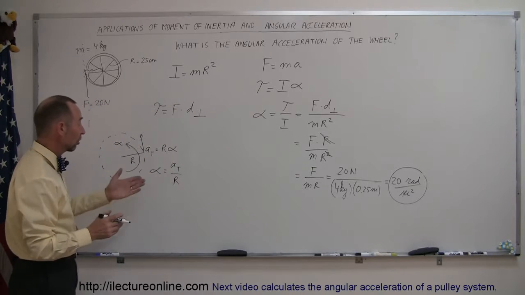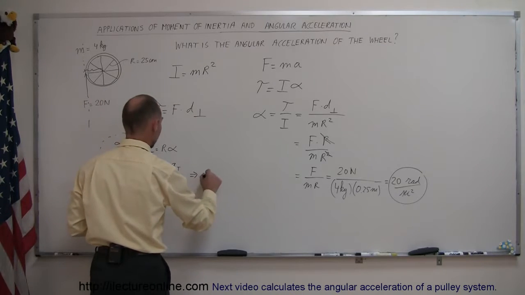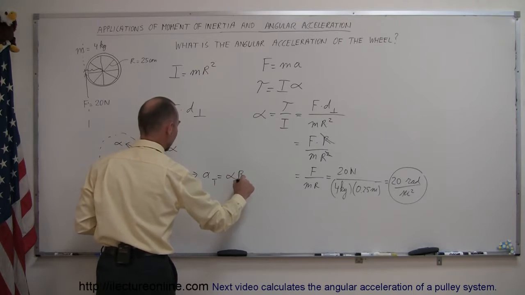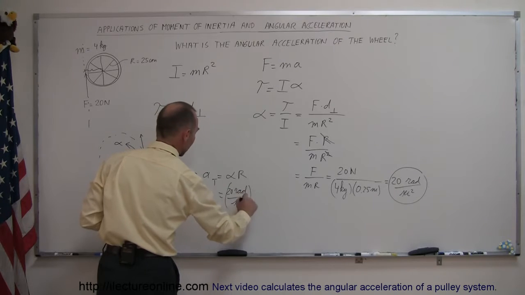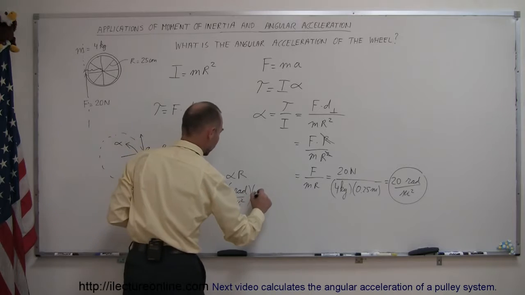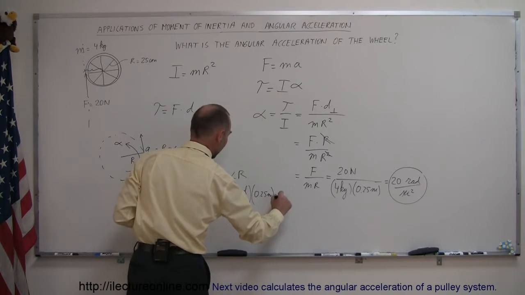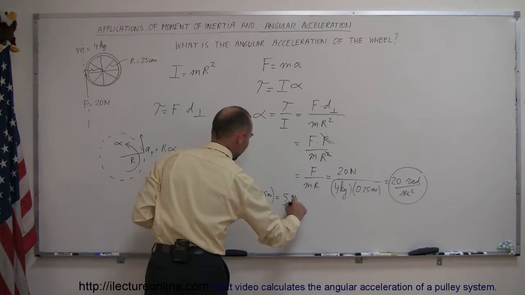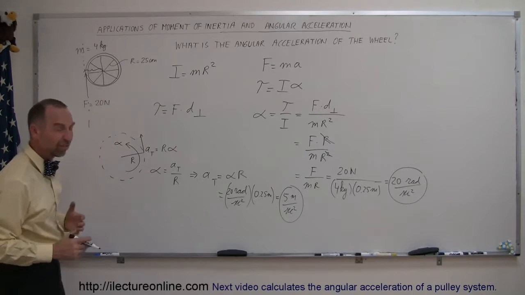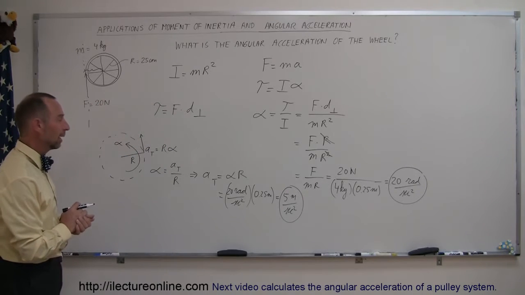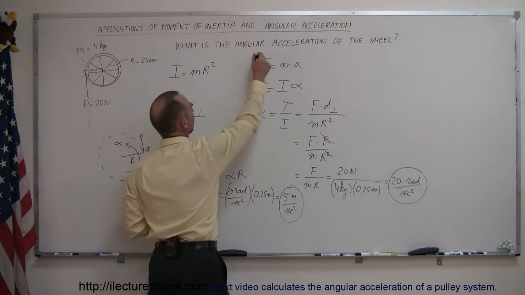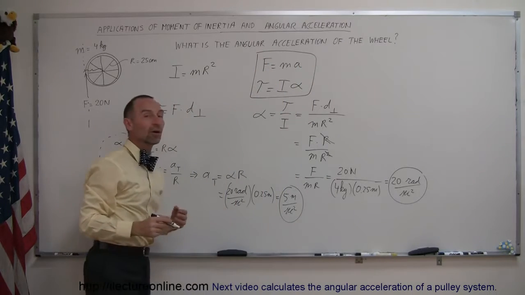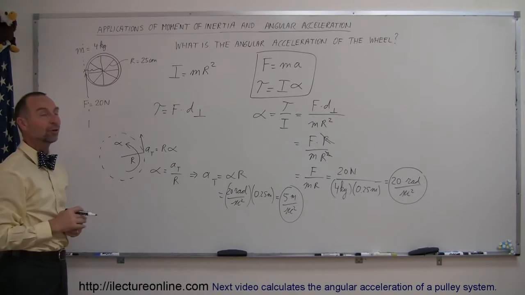If you want to find the tangential acceleration, then we go here and we say, okay, that means that the tangential acceleration is alpha times r, which is equal to 20 radians per second squared times the radius of this, which is 0.25 meters. So that would be 5 meters per second squared. Remember that radians is not a unit. It's just there for convenience, for clarity. And so you can find the angular acceleration or the tangential acceleration using what I would call the rotational equivalence of Newton's second law. And that's how you do this problem.